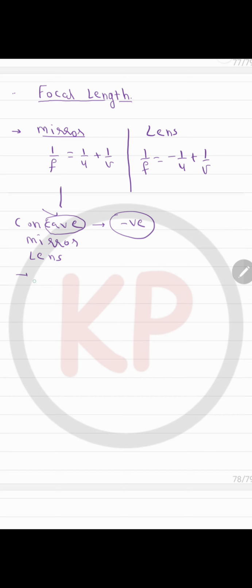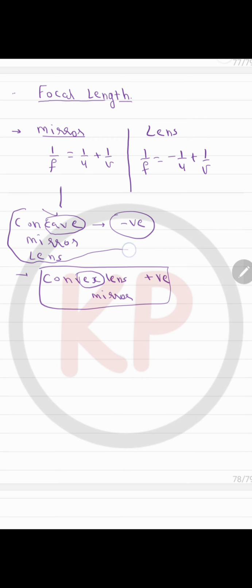Now let's see for convex lens. For convex lens, when it is a vex, remember it will always be positive. So focal length is positive for convex lens and convex mirror. For concave mirror and concave lens, focal length is always negative.